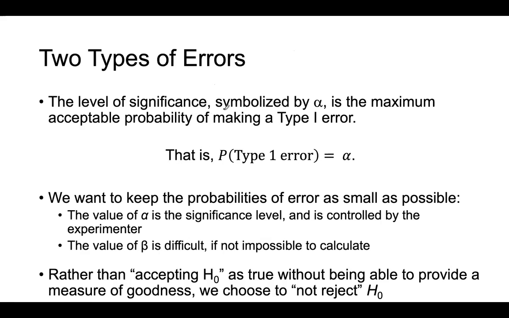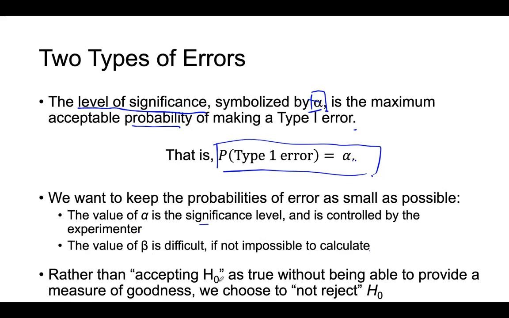So there's the levels of significance symbolized. These levels of significance are symbolized by this alpha, and it's the maximum acceptable probability of making a type 1 error. So the probability of this type 1 error is alpha, actually. We want to keep the probabilities of errors as small as possible. The value of alpha is the significance level, and it's controlled by the experimenter. The value of beta is difficult, if not impossible, to actually calculate.